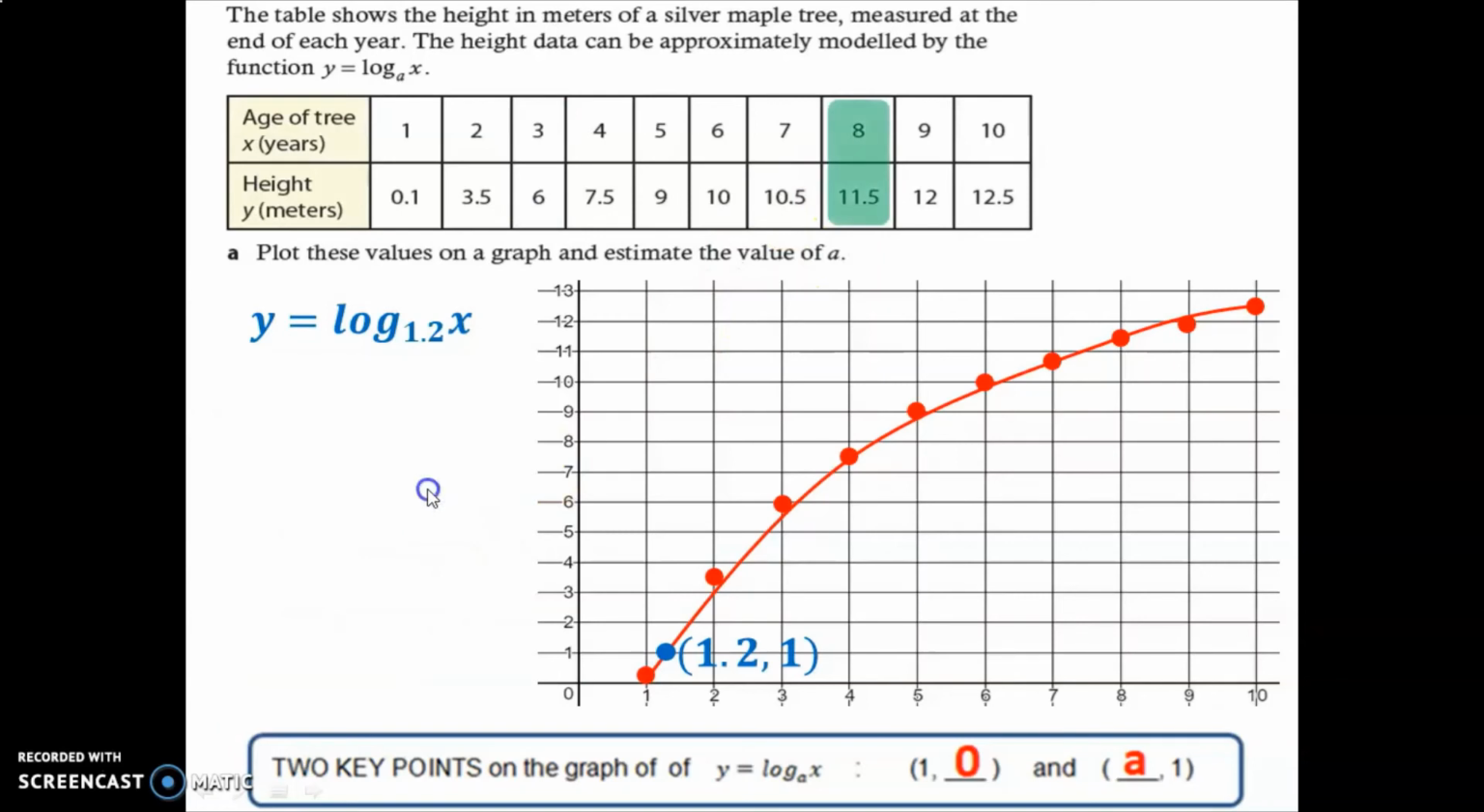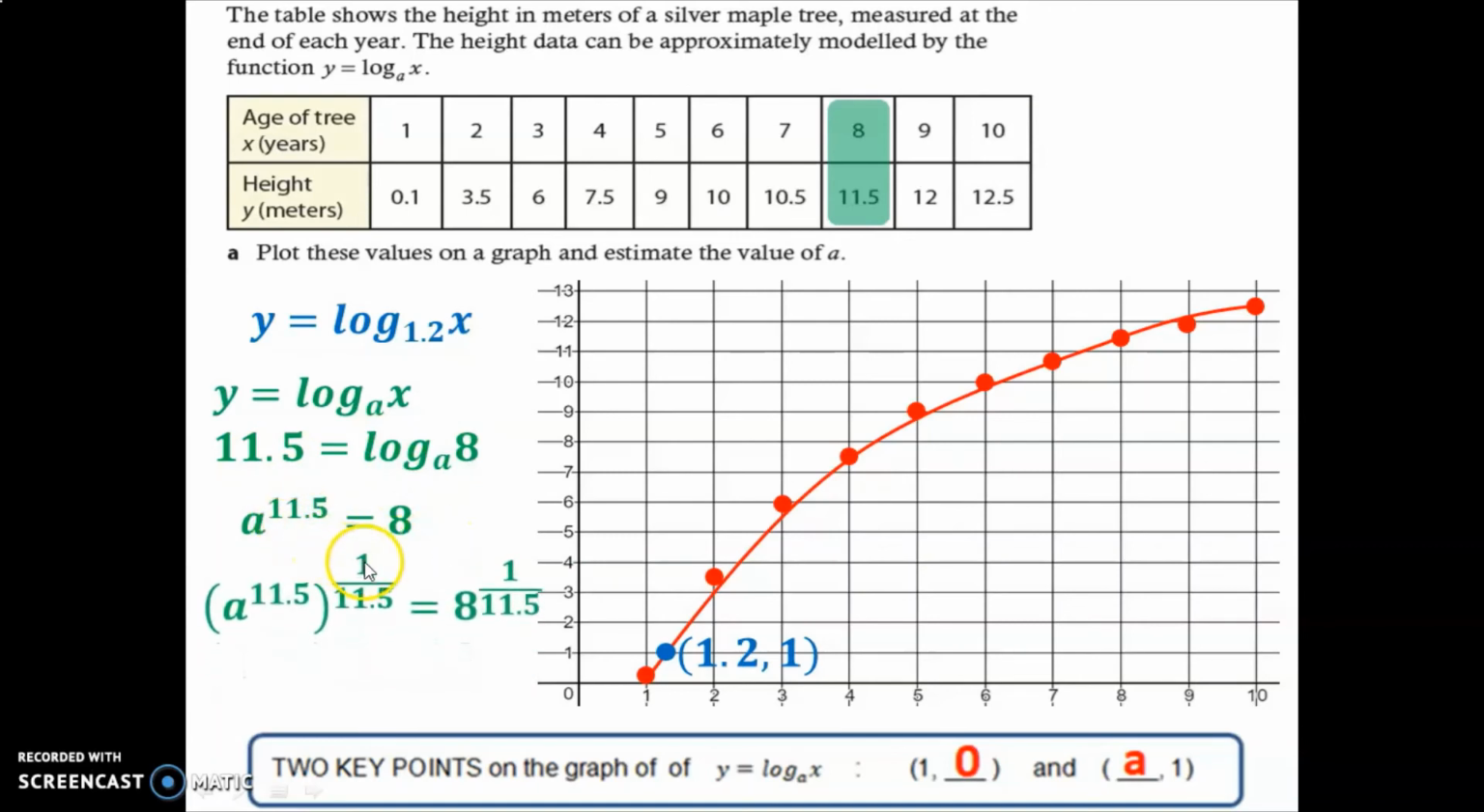Okay, let's check. It's not always going to be exactly 1.2, right? Because not every point is going to be exactly on the curve we're creating, but let's try. So 11.5 and 8. Follow the same process: a to that power equals 8, and then you apply that reciprocal power to get rid of that 11.5. 8 to the 1 over 11.5 power is close to 1.2, but not quite. So anyway, that gives you an idea that you could have taken any points and put the x and y into our log form to see what the equation would be to model this.